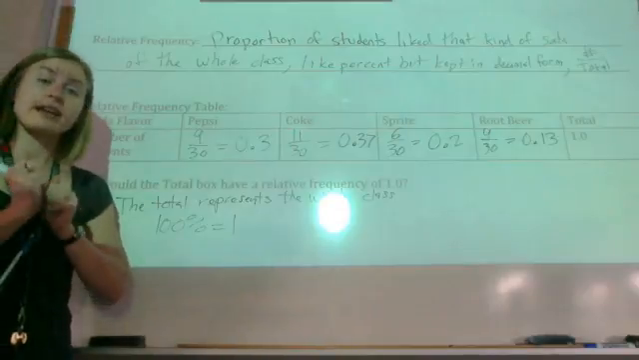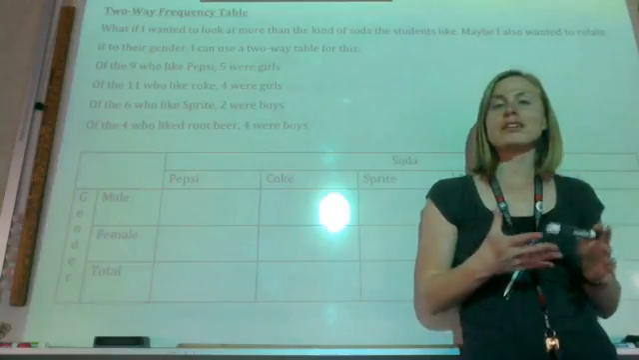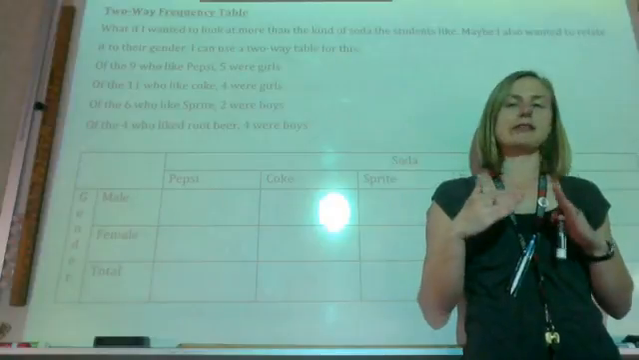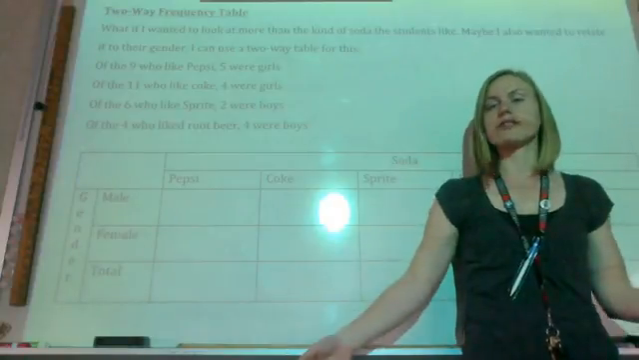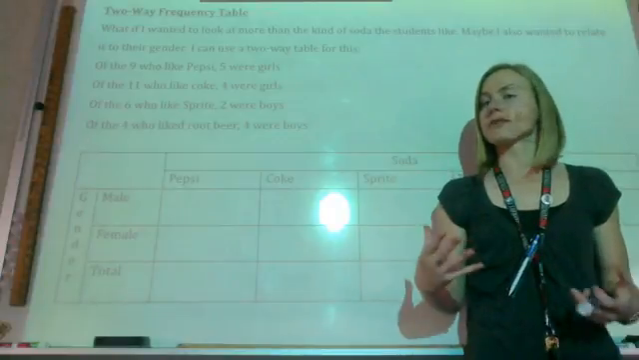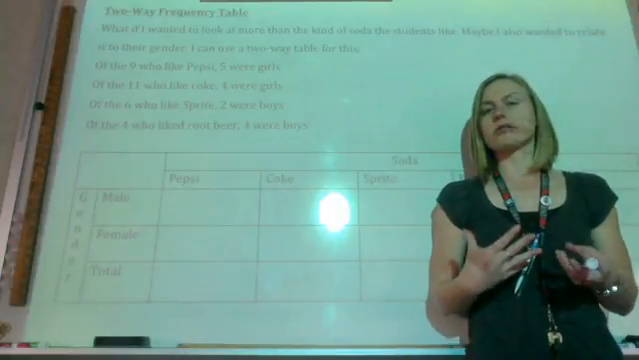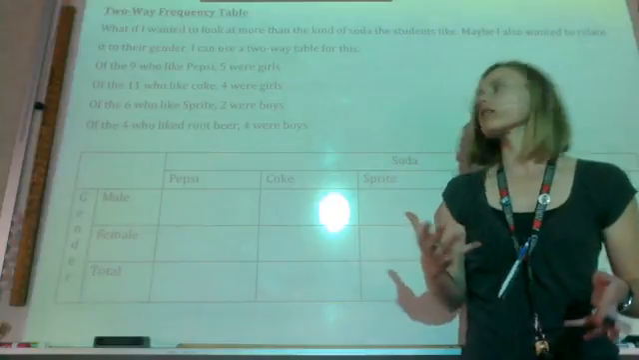So now let's take a look at a two-way table. Two-way tables let you take a look at 2 different things that are going on. So in addition to looking at how many students like a kind of soda, I can take that data a little bit further and maybe look at an additional aspect that's going on. So let's take a look at this situation.